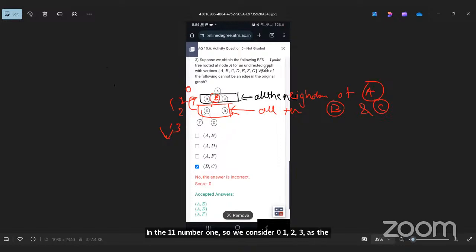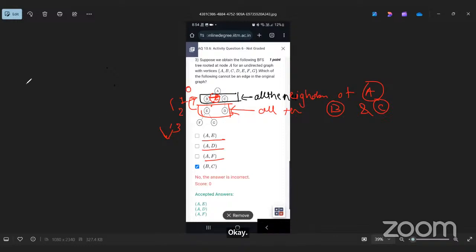That's why, for which of the following cannot be an edge in the graph: A and E can't be an edge in the graph. Similarly, A and D also can't be an edge. A and F also can't be an edge. But B and C can have an edge, right? Because they are listed on the same level. So it is possible to have an edge between B and C. Is that fine, everyone?